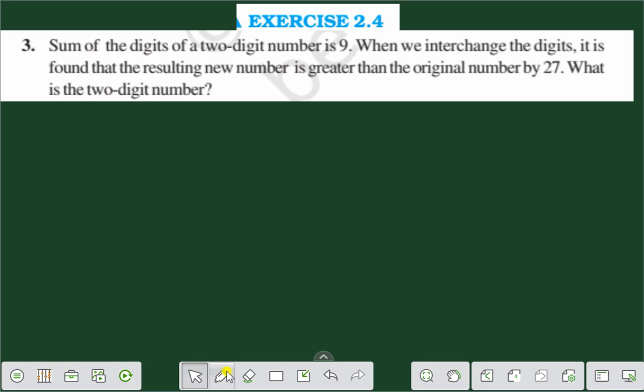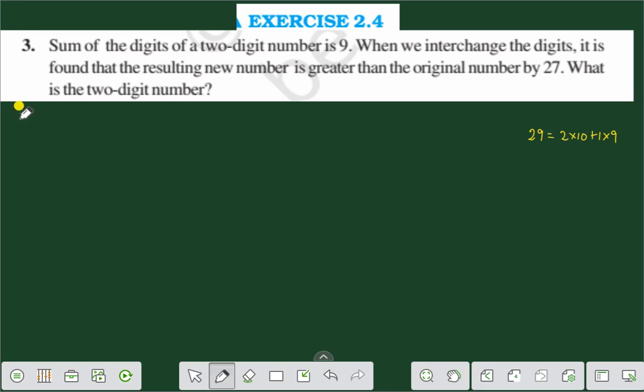First of all, you have to understand the two-digit number. Suppose we are taking a two-digit number, that is 29. That means 9 is in ones place and 2 is in tens place. That means it can be written as 2 into 10 plus 1 into 9. So the number is 2 into 10 plus 1 into 9.